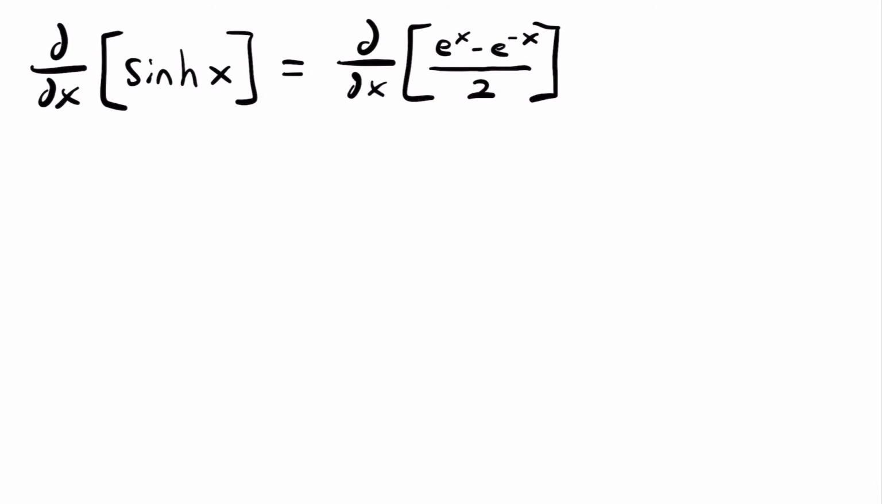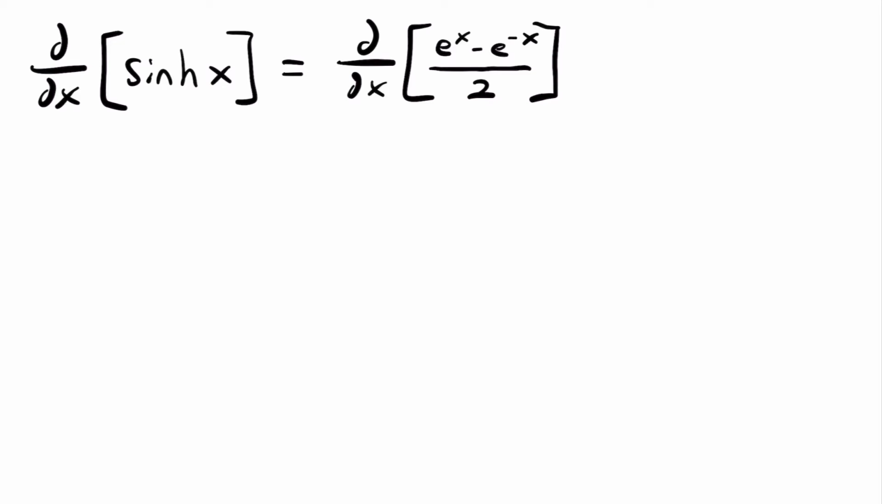All right, so here we have that the derivative of hyperbolic sine is equal to the derivative of e to the power of x minus e to the power of negative x, divided by 2. And all we're doing here is taking the derivative of both sides of the equation from the previous page, where we had the definition for the hyperbolic sine function, right? Hyperbolic sine is equal to e to the power of x minus e to the power of negative x, divided by 2.